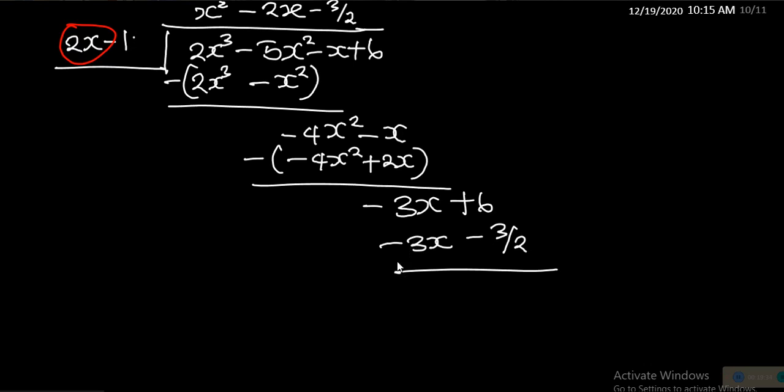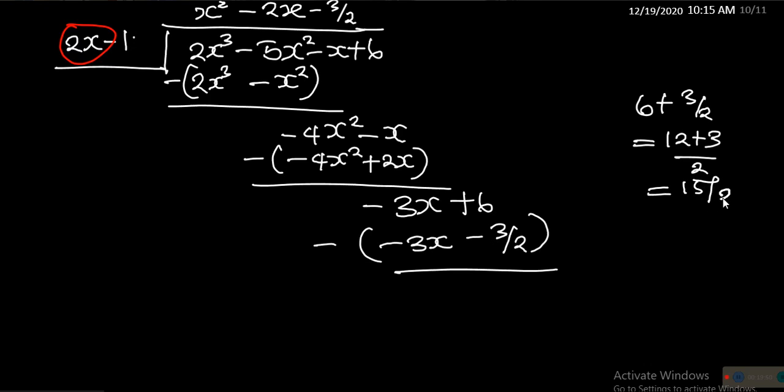So if we subtract this, of course this one will cancel, so 6 plus 3 over 2. That will be 12 plus 3 over 2, which is 15 over 2. Okay, so here we have 15 over 2.